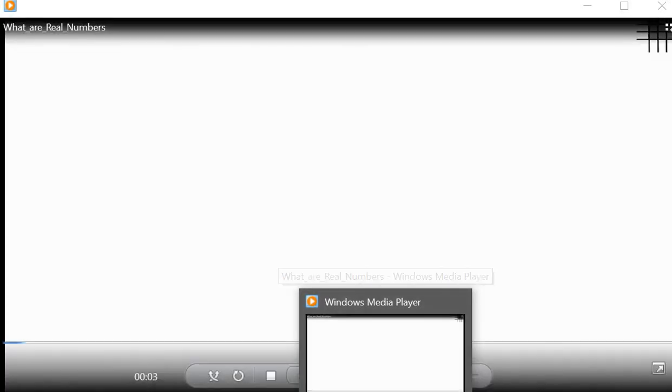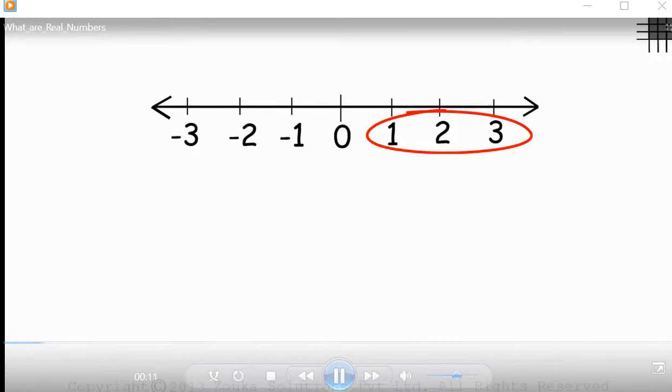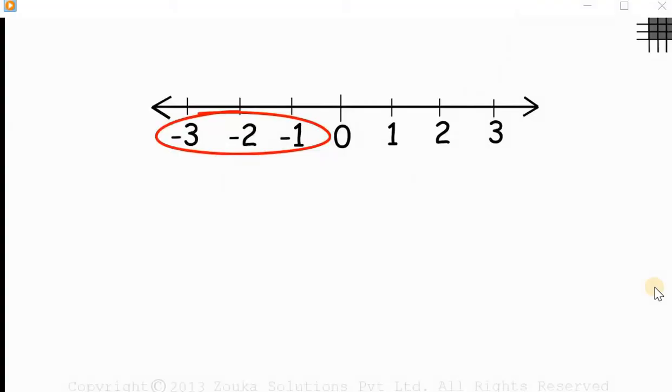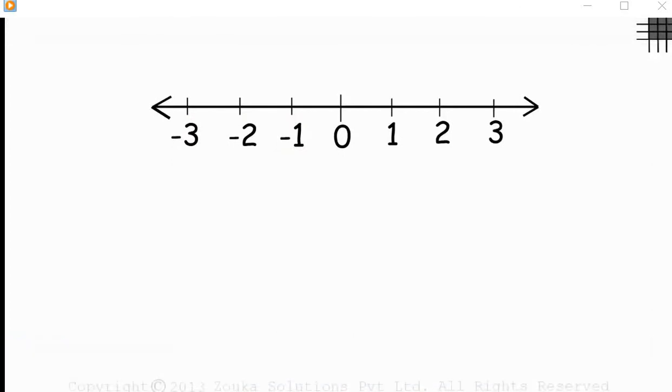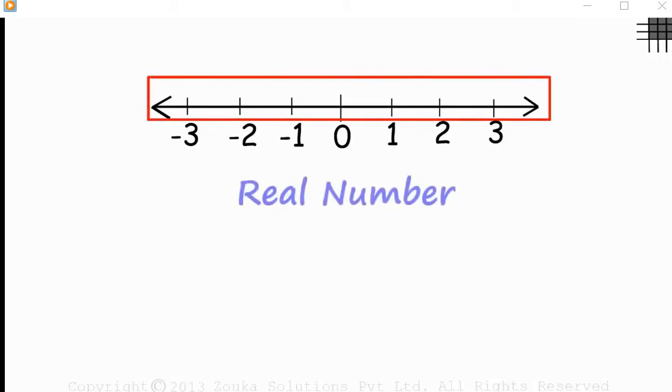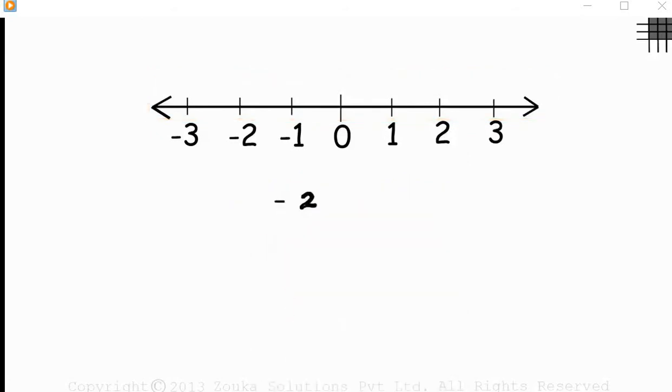To understand what real numbers are, all you need to understand is the number line. Positive numbers to the right of 0 and negative numbers to the left of 0. You will hear various complicated definitions of real numbers, but here's the simplest one. Any number that can be plotted on a number line is called a real number. Let's look at a few examples. Say -2. Yes, it can be plotted on the number line. It's this point. So -2 is a real number.